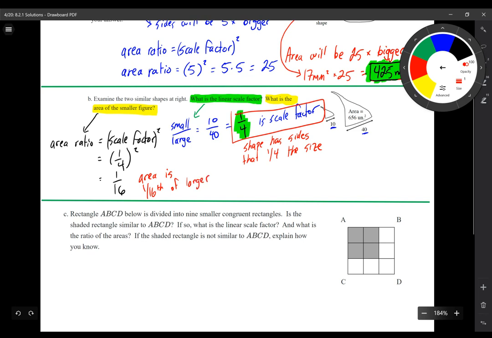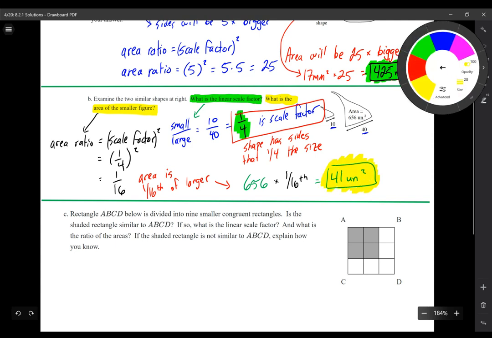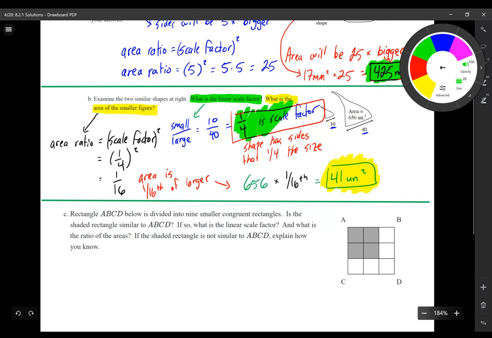So that means that when we take this area of 656, we're going to multiply that by 1/16. So it's not 4 times smaller, it's 16 times smaller. In other words, 656 divided by 16. So our area is actually equal to 41 units squared. So this ends up being our area for the smaller figure. And I'll just go ahead and highlight that right there. And so we've got our 2 answers. The first answer in green, the second answer in yellow.